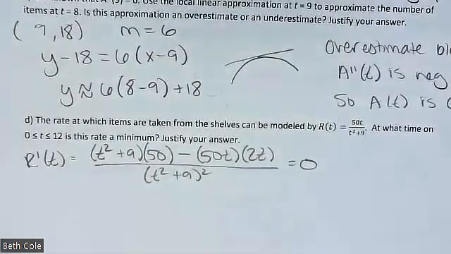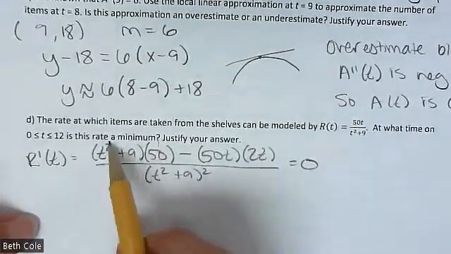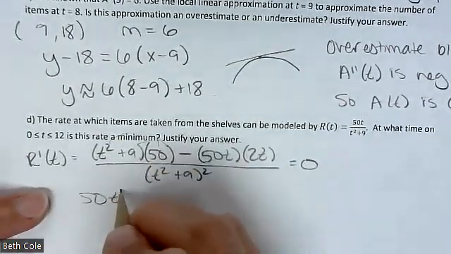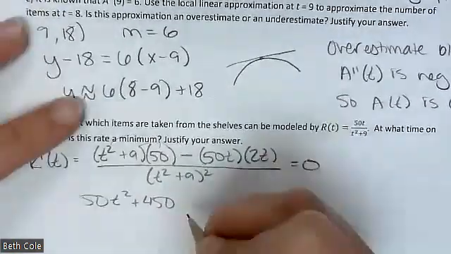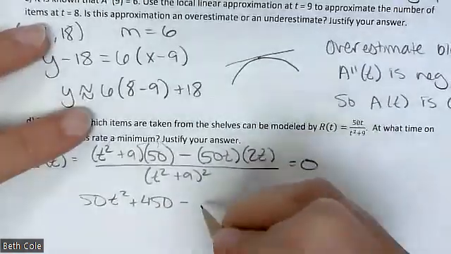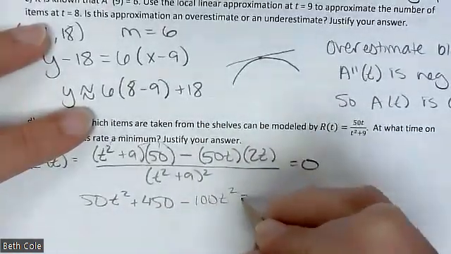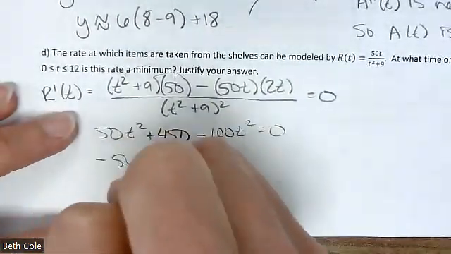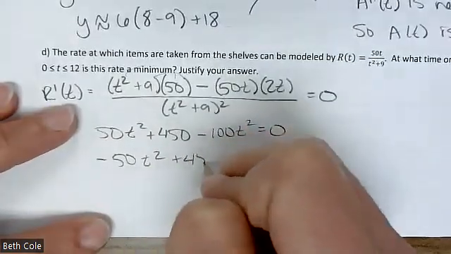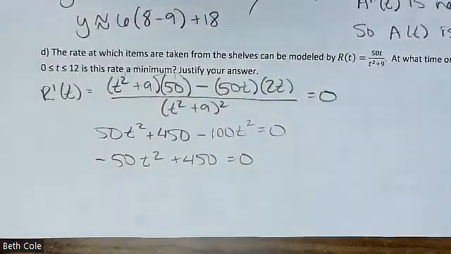Now you really don't need the denominator, so we're going to kind of ignore that. You still want to write it because it's part of the quotient rule. Okay, so if we distribute this 50, that's going to be 50t squared plus 450 minus, what would that be? 100t squared. Good. And then combining like terms, we would have negative 50t squared plus 450 equals 0.